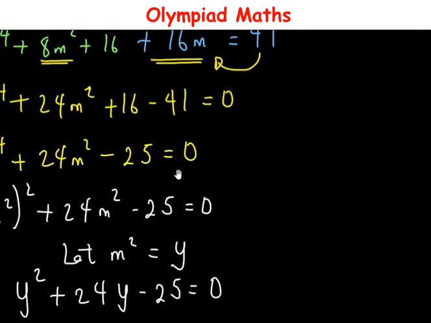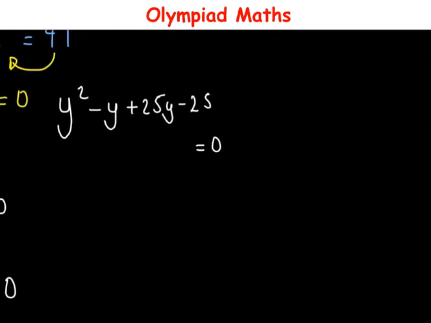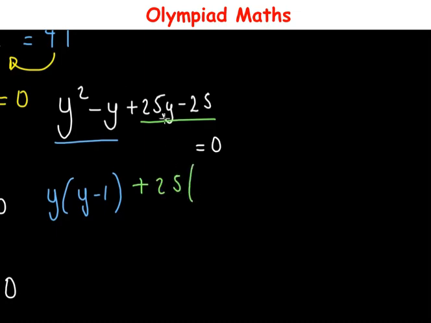So we're going to have y squared. Now we can replace plus 24y as minus y plus 25y. Then we have minus 25. This is equal to 0. From here, we factorize out y from this. We have y into brackets y minus 1. And then we factorize plus 25 from here, and we are left with y minus 1. So all of this is equal to 0.